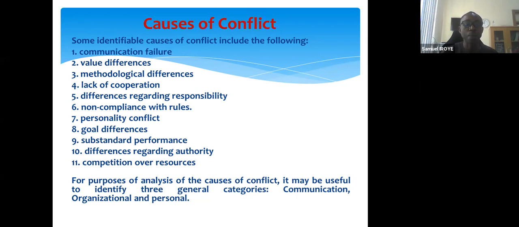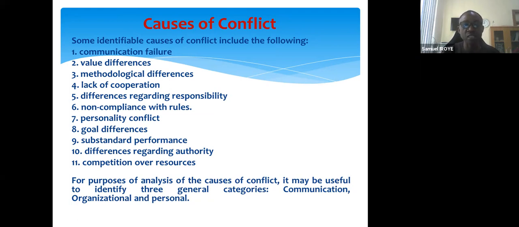Number seven, personality conflict. And it is obvious that we are all different from each other. But we must learn to blend our personality. So when we cannot blend, there will be personality conflicts. Number eight, goal differences. What we want to achieve in life is different. Number nine, substandard performance. When one party is not performing as expected. Number 10, differences regarding authority. Number 11, competition over resources.